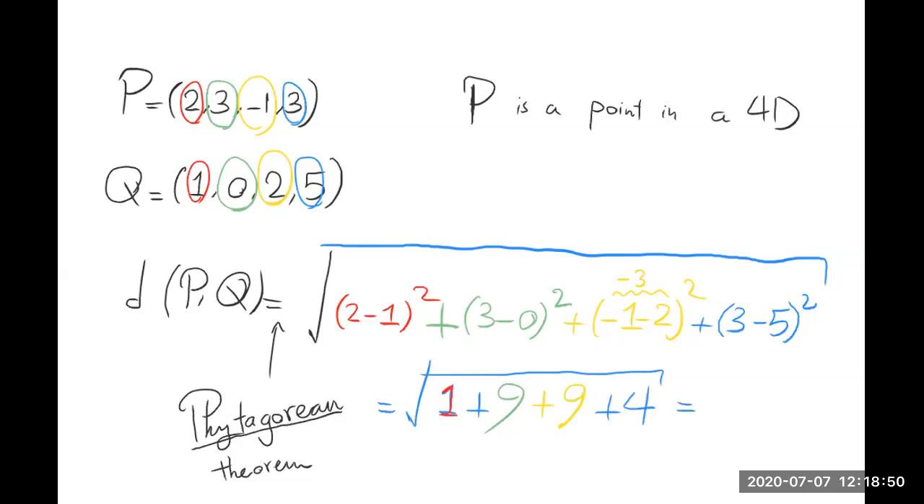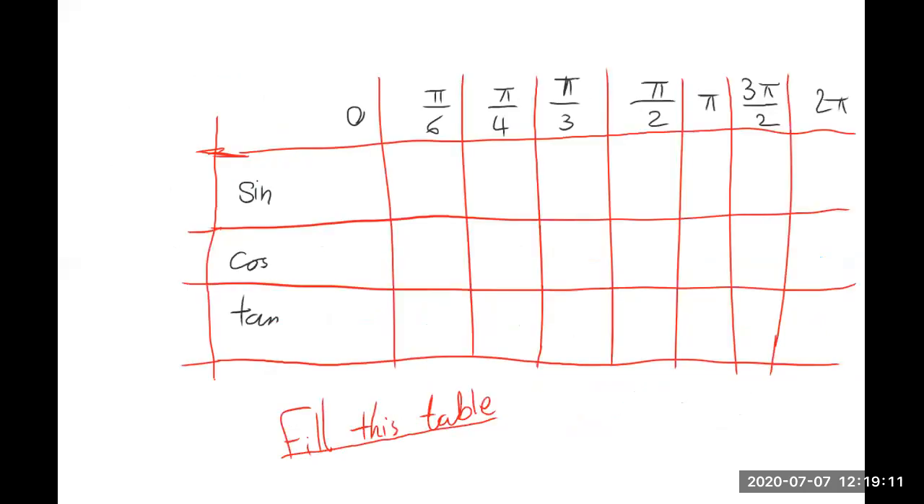Okay, what is the sum? 23, huh? The distance between them is the square root of 23. So we can compute the distance between 2 points in 4-dimensional space. Can we compute the distance between 2 points in 5-dimensional space? Yes. Let's just say we have a point in 5-dimensional space. If it's something in 5-dimensional space, the point should have 5 coordinates.